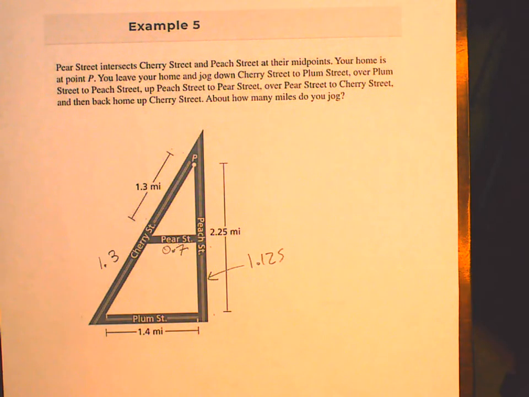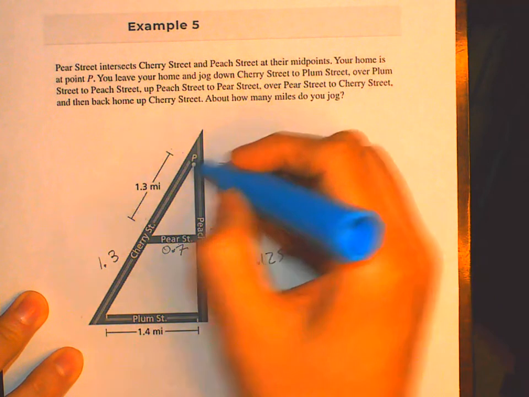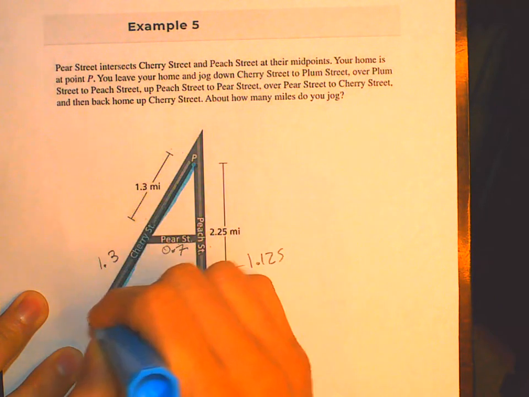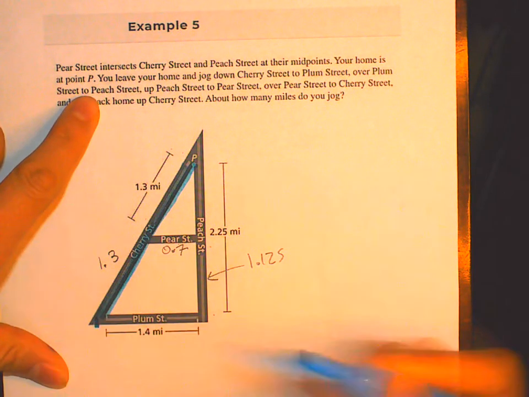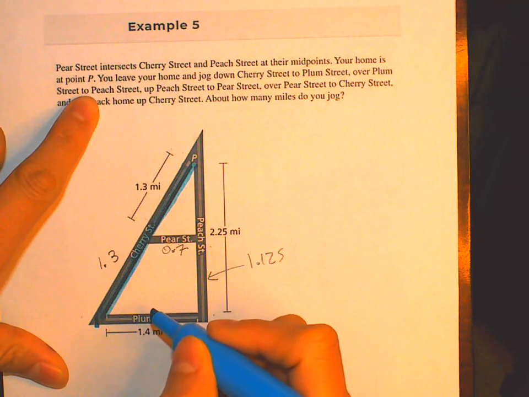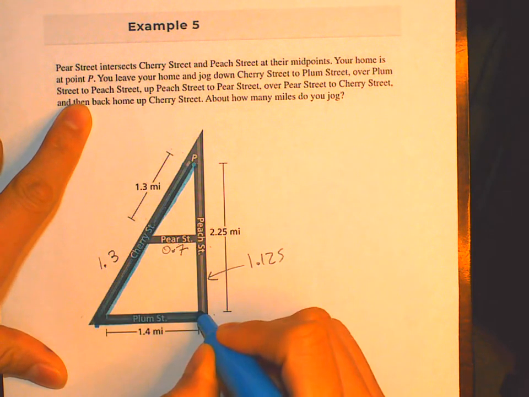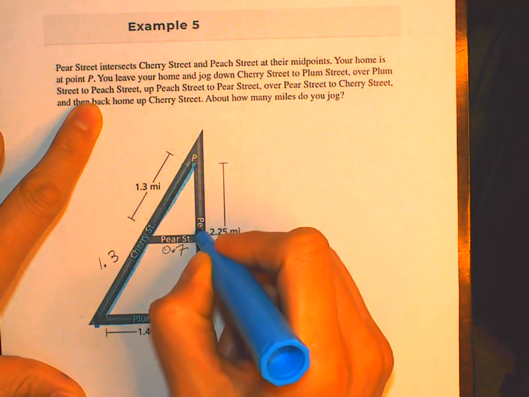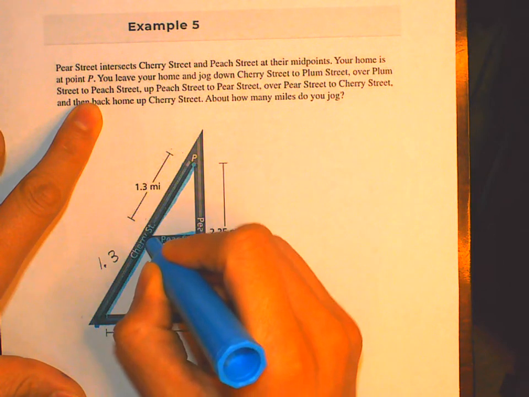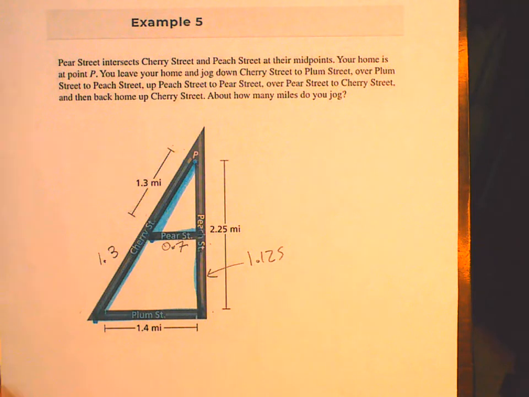Now, according to what the problem is asking me to do, it says the following. Your home is at point P. You leave your home and you jog down Cherry Street to Plum Street, over Plum Street to Peach Street, and then up Peach Street to Pear Street, and then over Pear Street to Cherry Street, and then back home. So what is the trajectory that we just took?